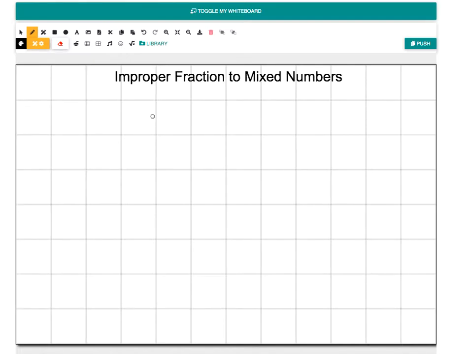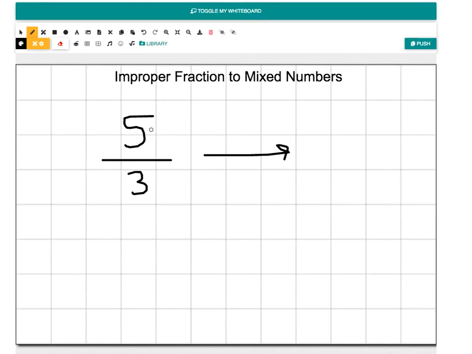So my improper fraction could be 5/3. Remember, an improper fraction has a bigger numerator than the denominator. We know the numerator is at the top and the denominator is at the bottom. So I have 5/3. I want to make it into a mixed number. Remember, my mixed number is going to have a whole number and a fraction.